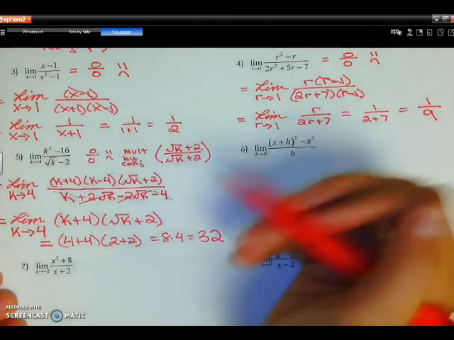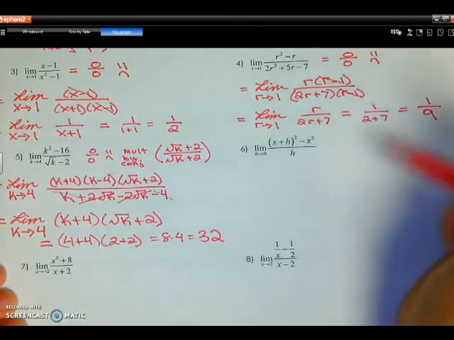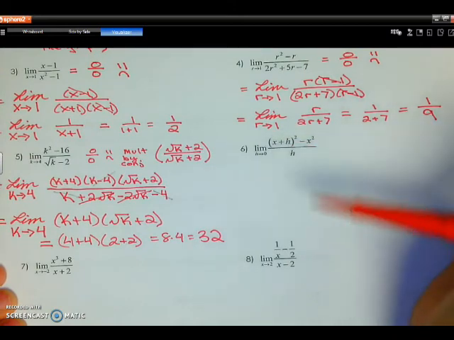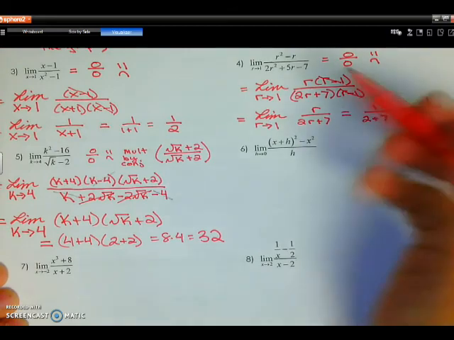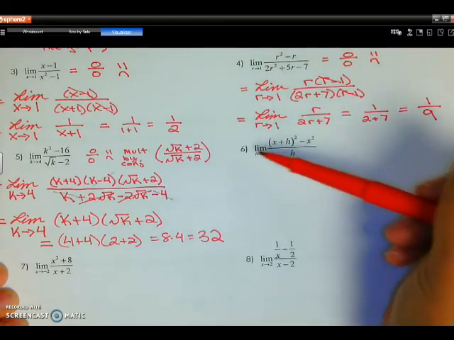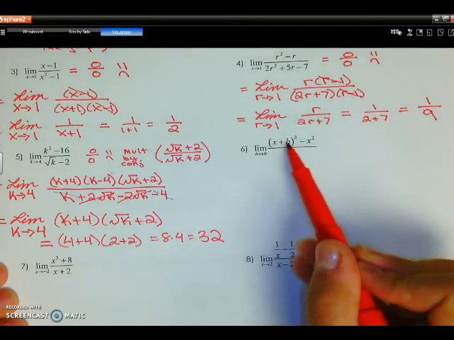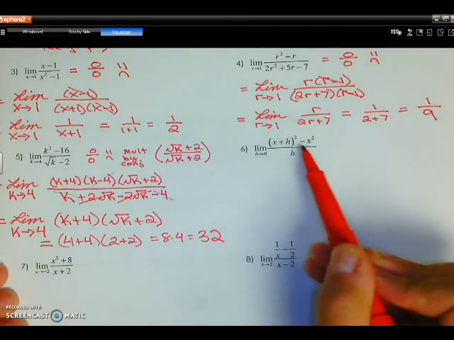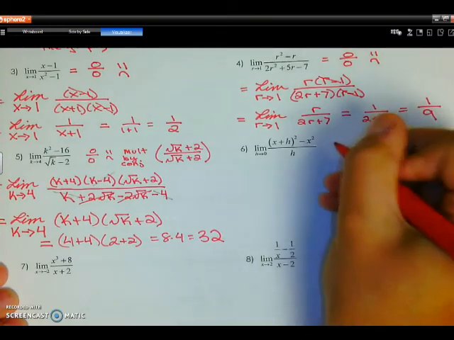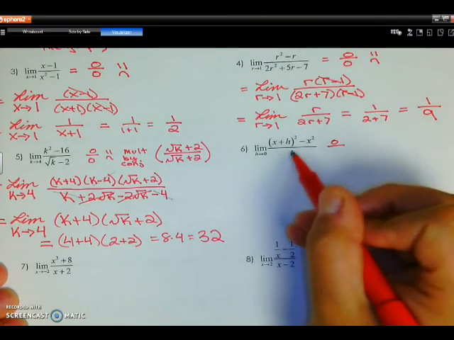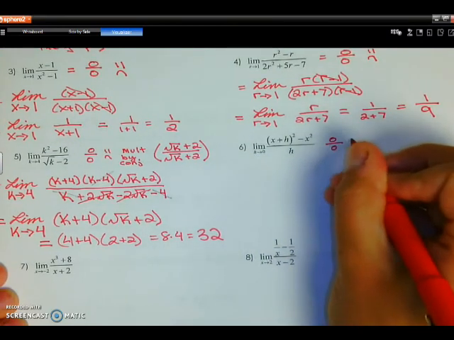All right, we'll go on to number 6. X's and H's. So this one's different. Let's see what happens here. I try to plug in h equals 0. Well, if I plug in an h equals 0, I get x squared minus x squared. Well, that gives me a 0. This isn't looking good so far. Divided by, if I plug in a 0 there, I get 0 over 0.